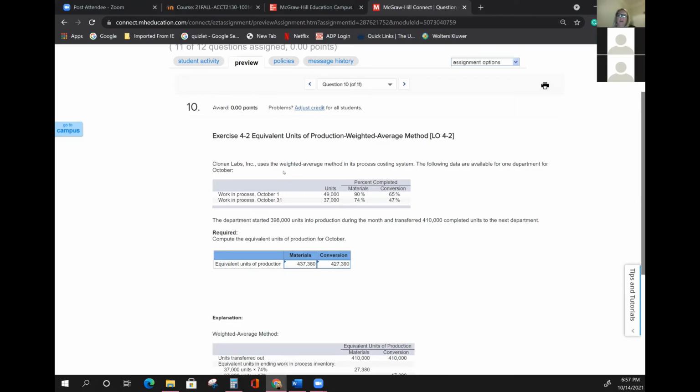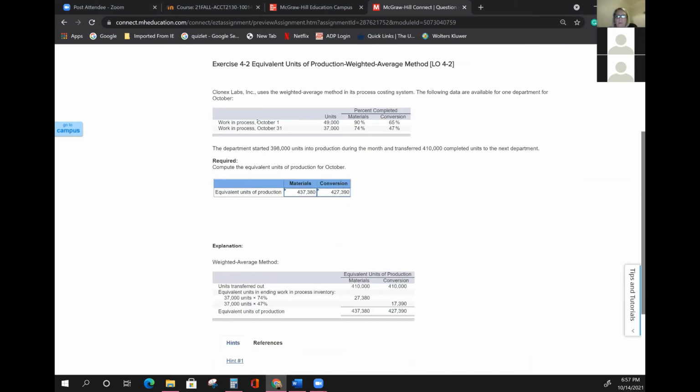Okay, so we have Clinics Labs Inc. uses the weighted average method in its process costing system. The following data are available for one department for October. So we have a work in process. It tells us the number of units on October 1 and then on October 31. And then it tells us what percent is complete for materials and for the conversion. The department started 398,000 units into production during the month and transferred 410,000 completed units to the next department. Compute the equivalent units of production for October.